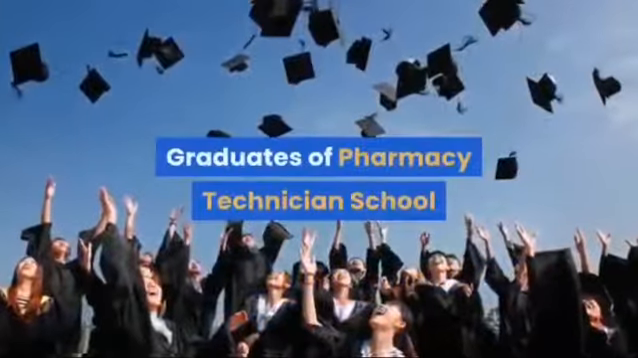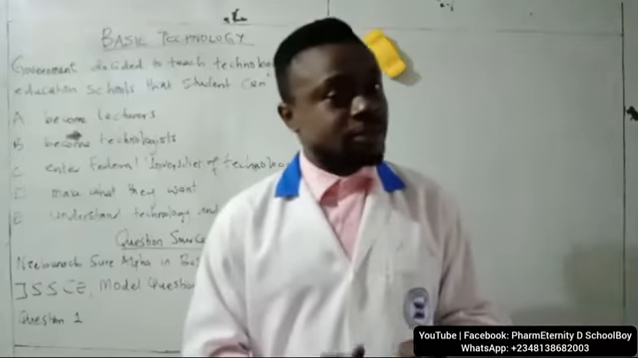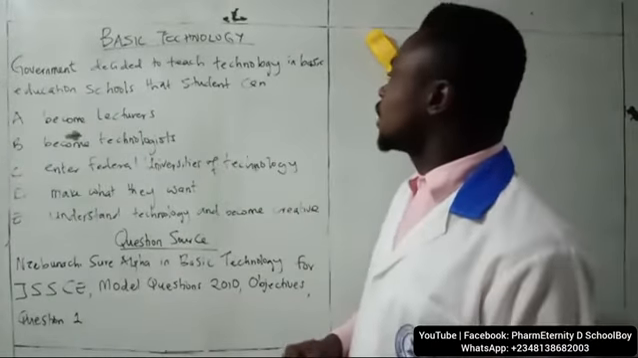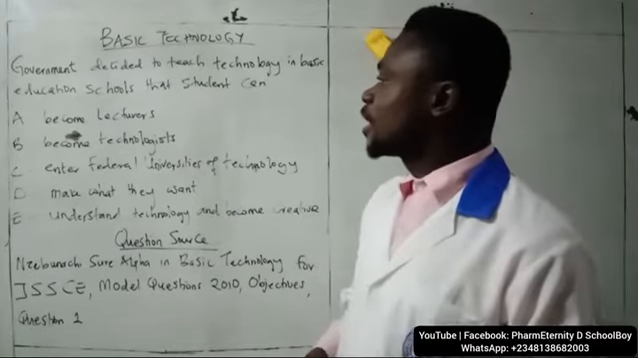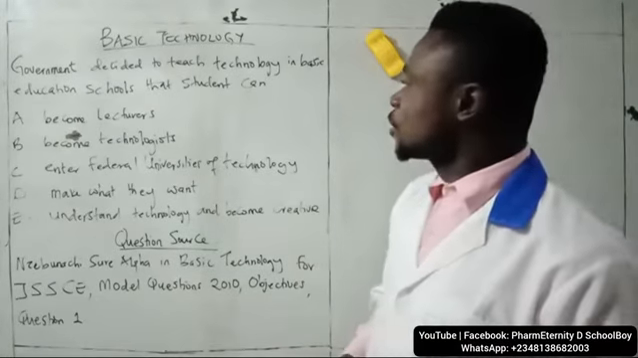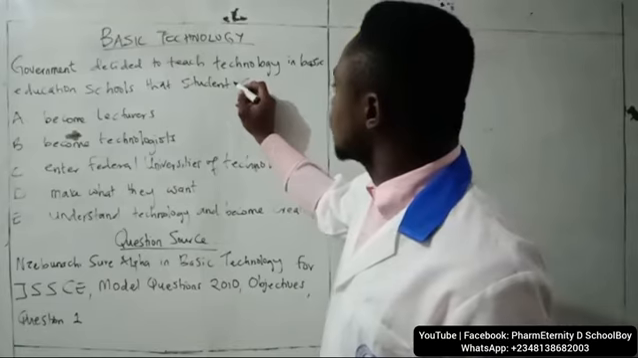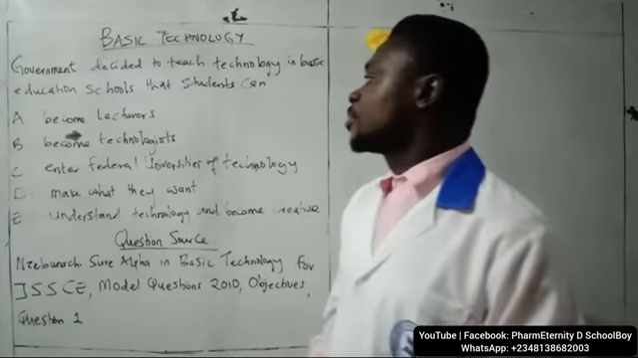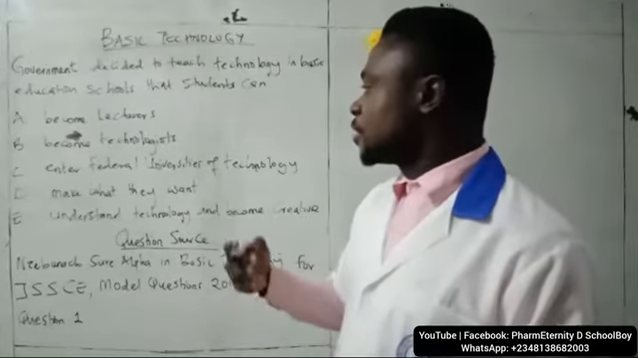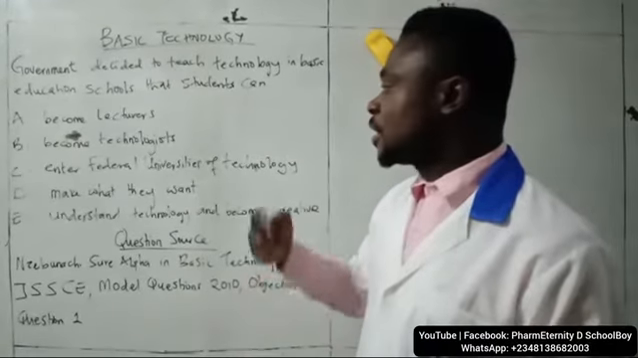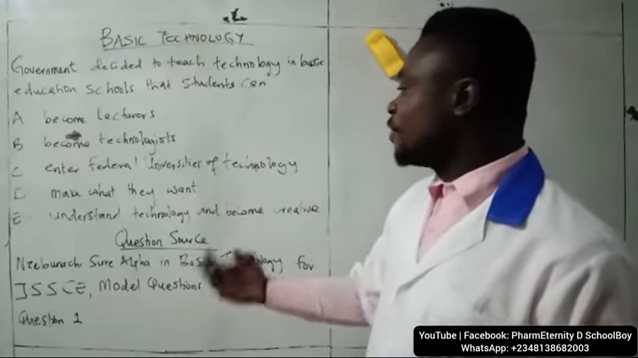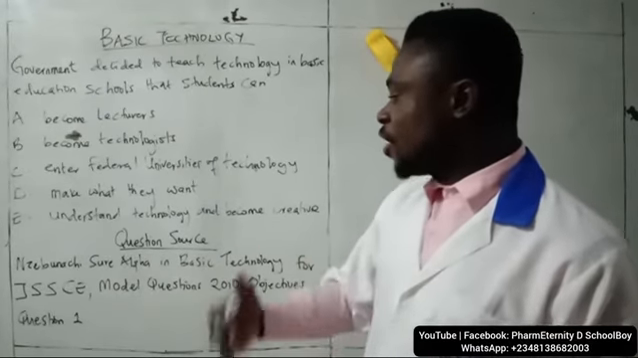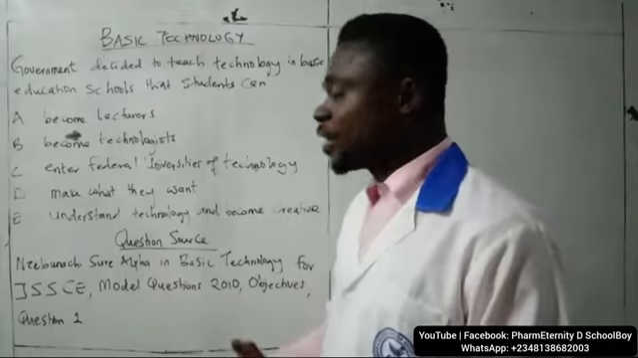Now let's go back to the question. Government decided to teach technology in basic education schools so that students can: A. Become lecturers, B. Become technologists, C. Enter federal universities of technology, D. Make what they want, E. Understand technology and become creative.